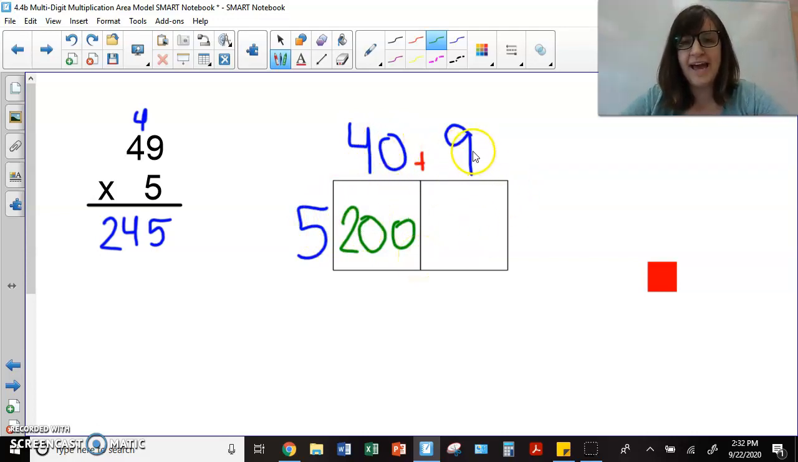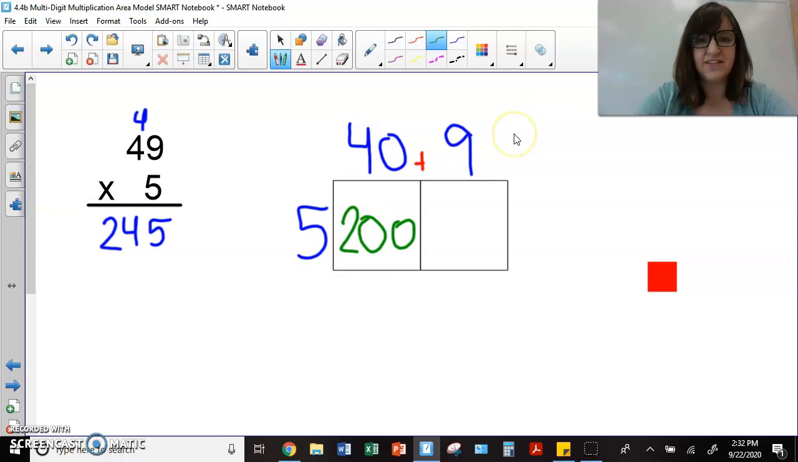Over here, we have 9 times 5, because I'm multiplying what's directly above and what's directly to the left. There are no zeros, so I don't need to cover anything up. So 9 times 5 is equal to 45.